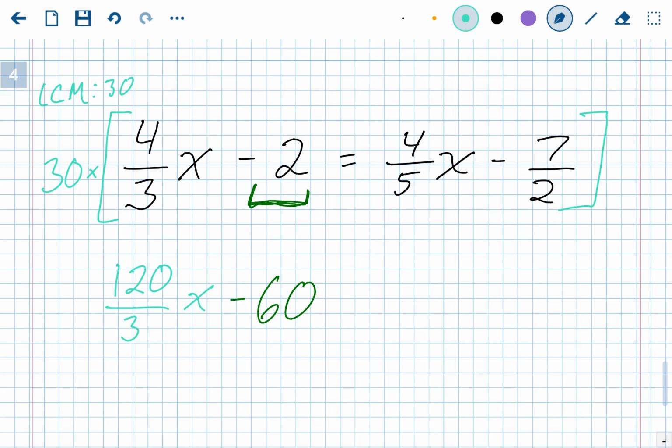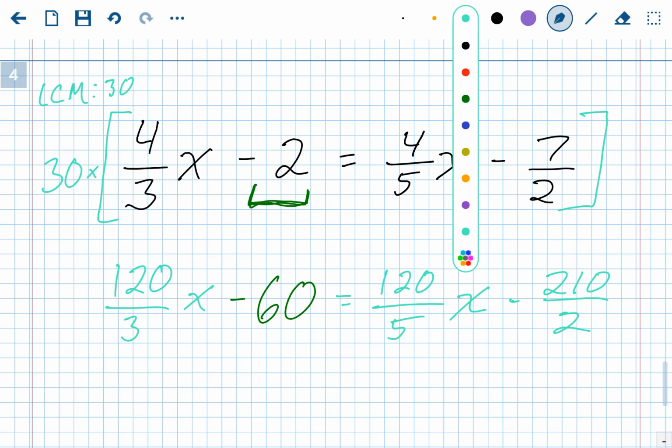Okay. And then the rest of these, multiply the top number by 30. So 4 times 30 again is 120. This time it's over 5. Okay, x, and now all the x's and the signs and the equal signs, they all stay the same. We're just changing the numbers, the coefficients. And then 7 times 30 is 210 over 2.